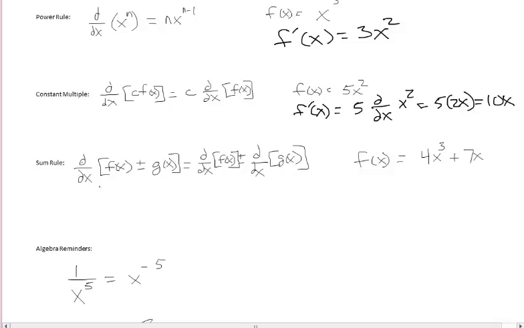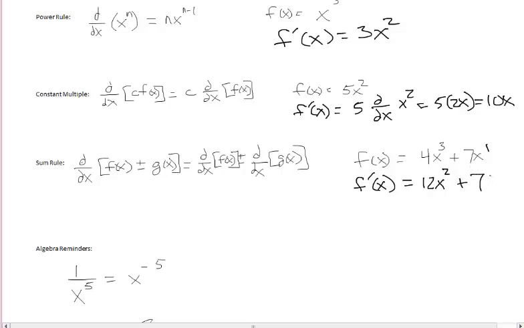And then the sum rule is d dx of f of x plus or minus g of x. We never take a derivative through a plus or a minus sign, so you're going to take the derivative of each piece individually. If we have f of x is equal to 4x cubed plus 7x, we can say that f prime of x is equal to 3 times 4 is 12, subtract 1 from the exponent, x squared, and then plus, now 7x is the same as 7x to the 1, so 1 times 7 is 7.